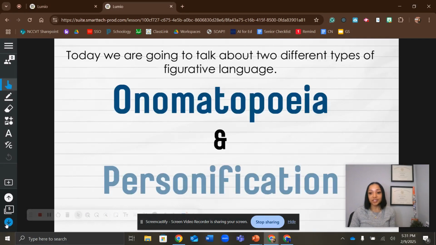So now that you've finished the warm-up, let's continue on. Today, we're going to talk about 2 different types of figurative language. We have one called onomatopoeia. That's a tricky word. It's very hard for me to spell every time I spell it. But again, the word is onomatopoeia. I'm going to say it one time, and then I want you to say it. So my turn, onomatopoeia, your turn. My turn, onomatopoeia, your turn. Good job. The second word that we're going to work on today is personification.